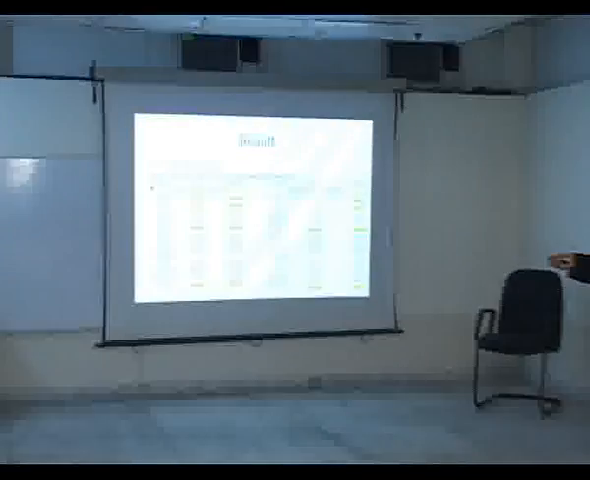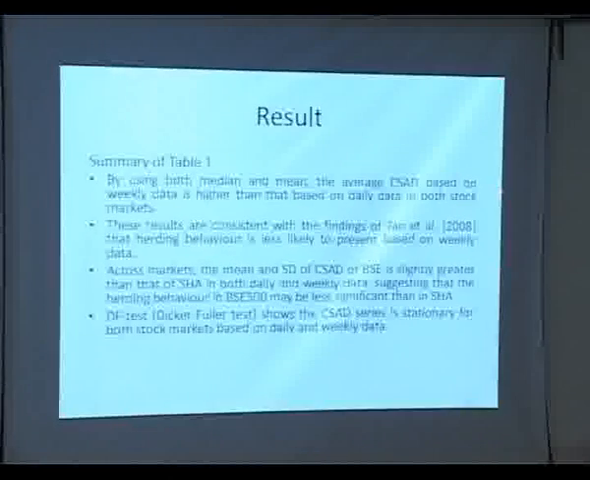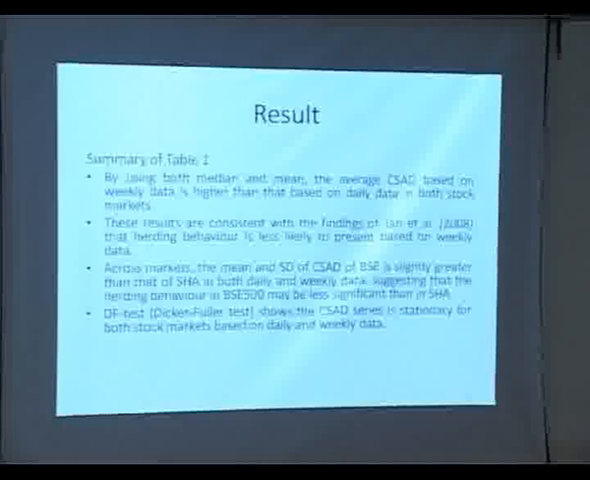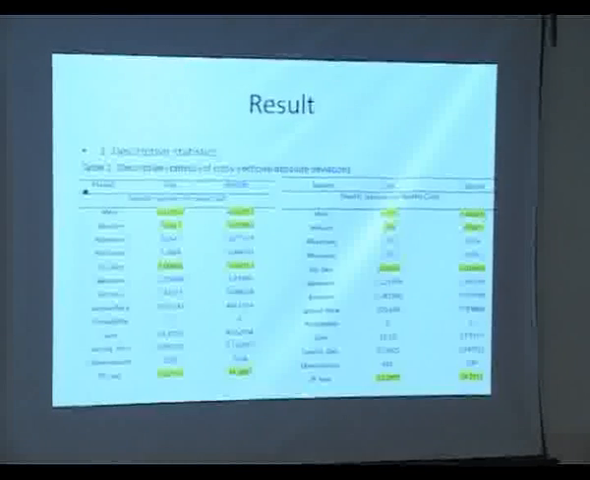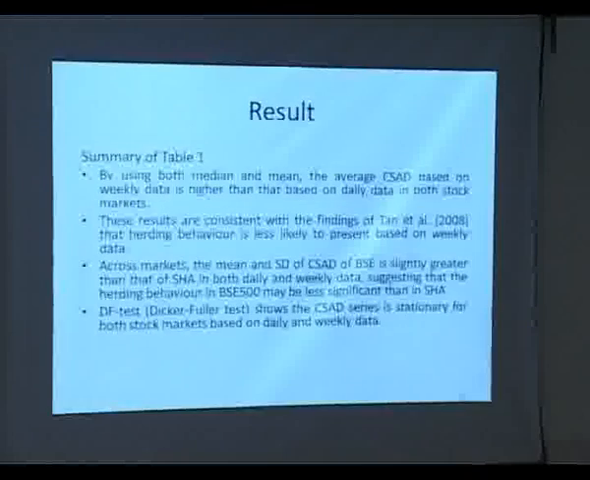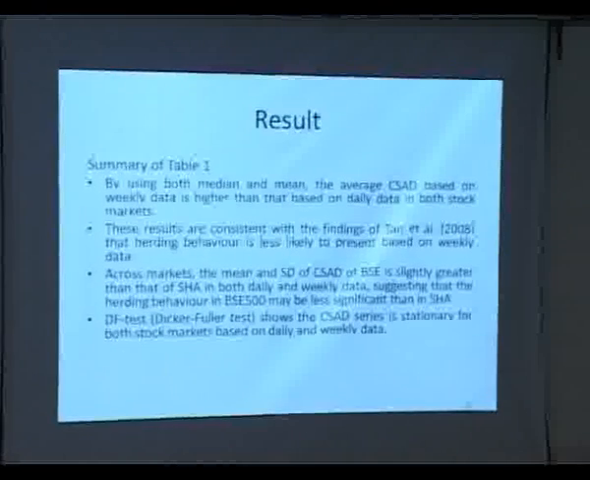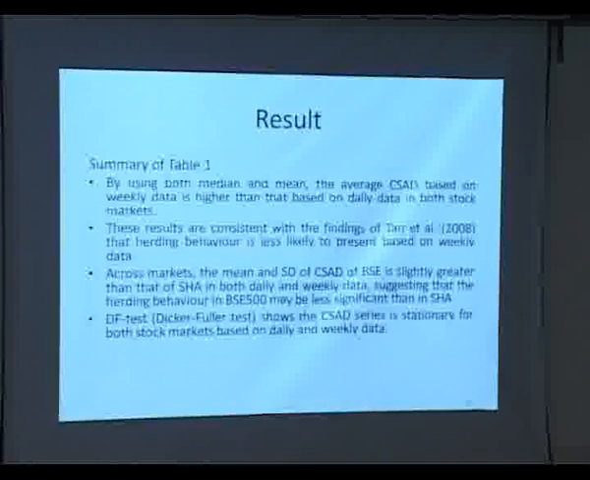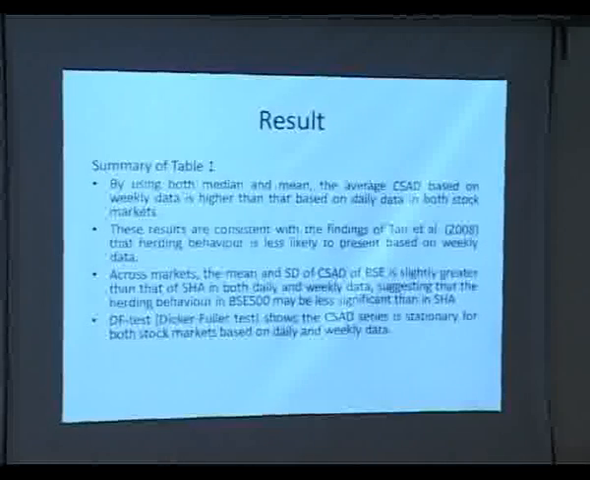a summary of these tests, or this particular table of descriptive stats: by using both mean and median, the average CSAD based on weekly data is higher than based on the daily data. Right? That's pretty much what you can find from here. That's the weekly observations and the daily observations. That's what I'm saying here. These results are consistent with the finding of the paper, which was saying that herding is less likely to be present based on weekly data.